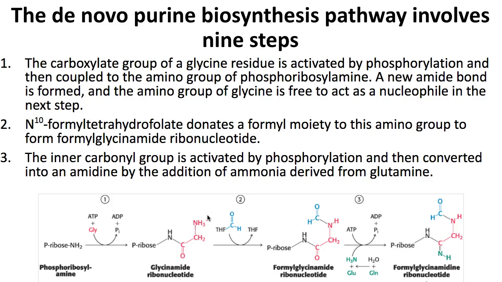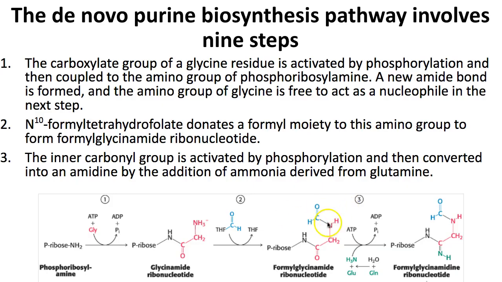The second step involves the tetrahydrofolate, so that is THF, and then what's highlighted in blue is the formyl. So this whole structure is called N10 formyl tetrahydrofolate. So it donates the formyl moiety to your intermediate, where it has this amine group that is there.